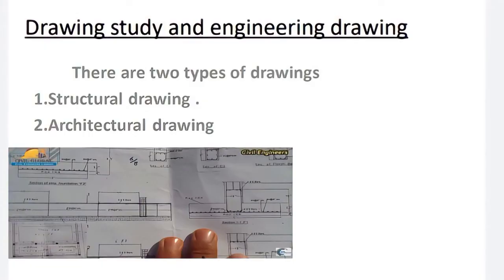And then drawing study and engineering drawing. You carefully read the plan and then you mark, and then you construct the buildings, airports or anything anywhere. Firstly you read the plan seriously and carefully. There are two types of drawings: first is structural drawing and then architectural drawing.